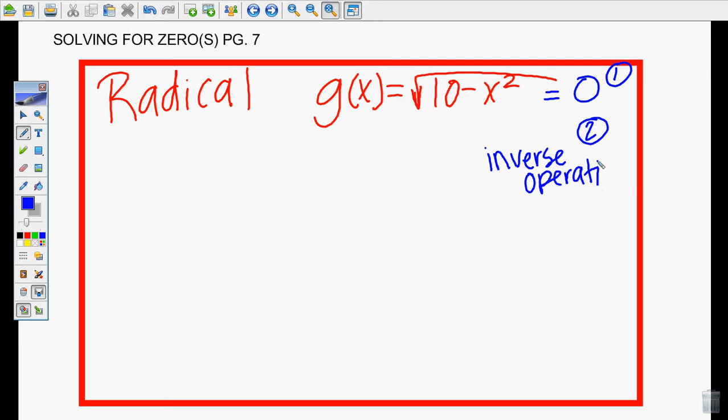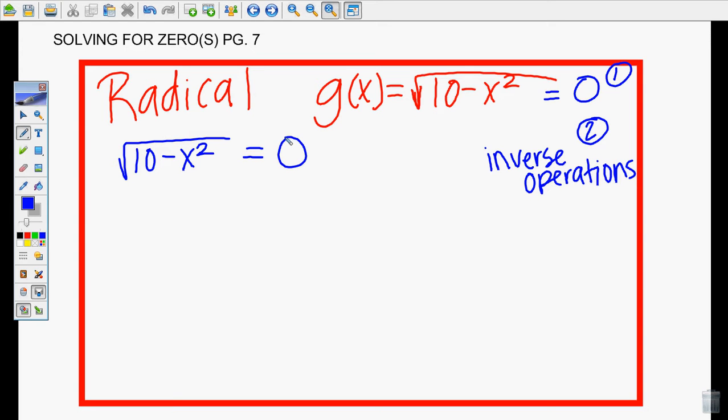But what does inverse operations mean as a whole? Whatever you're doing to one side, you do the polar opposite. Exactly. Whatever you're doing, you do the opposite. Cancel it out. And what I do to one side, I have to do to the other, because my whole goal is to get x by itself. So I have the square root of 10 minus x squared equals 0.